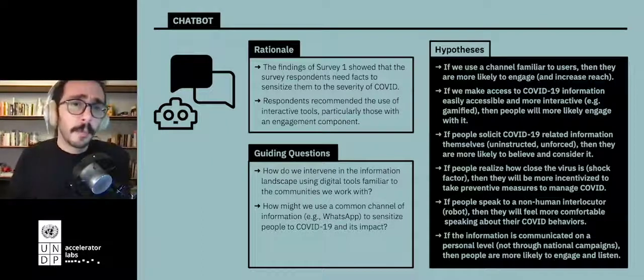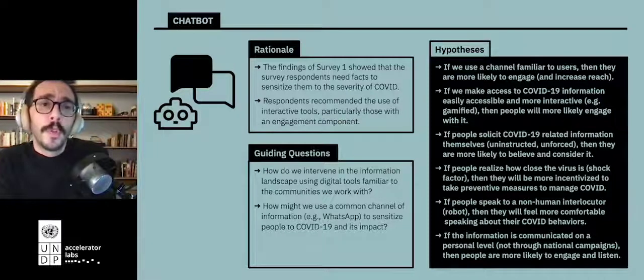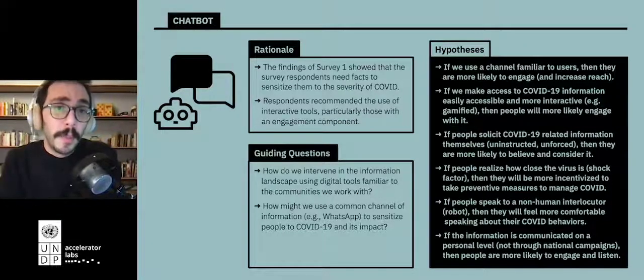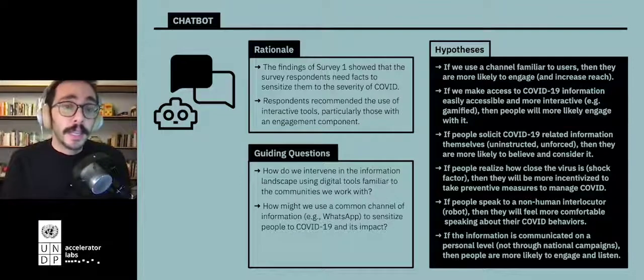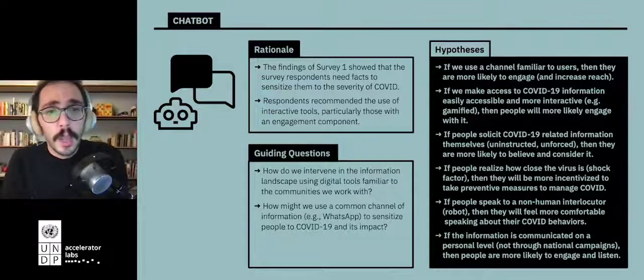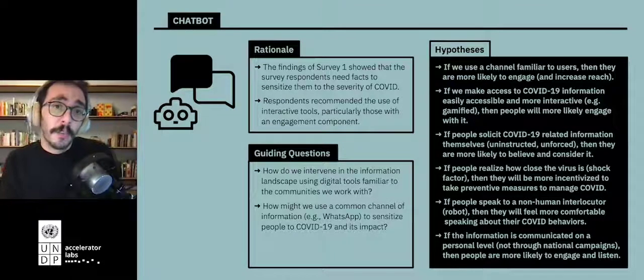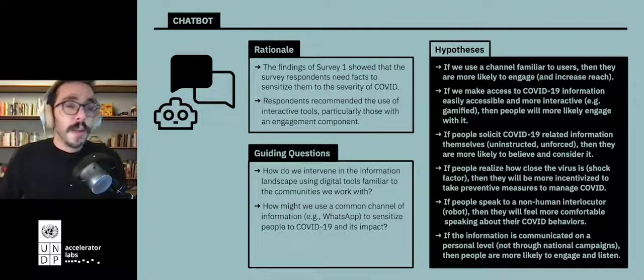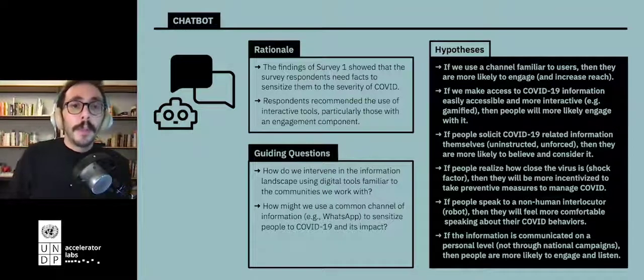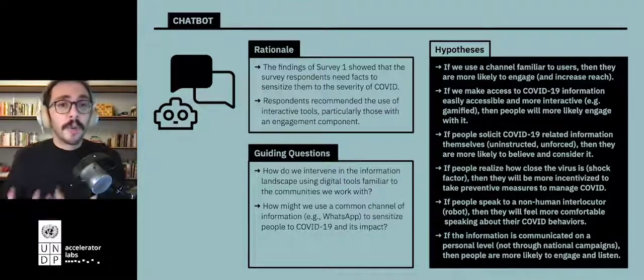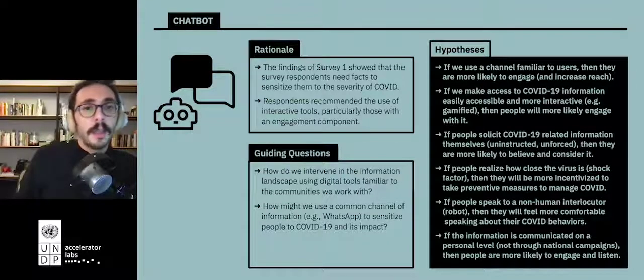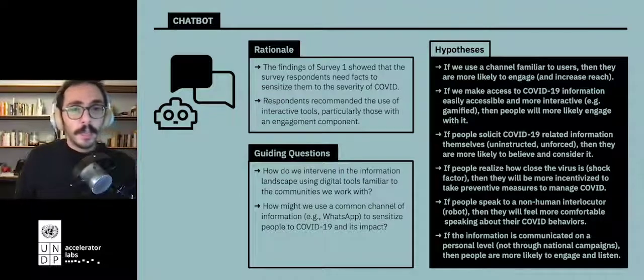The hypotheses that we were trying to test here were that if we use a channel familiar to users, then they are more likely to engage, and this will increase our reach. If we make access to COVID-19 information easily accessible and more interactive, using a gamified approach, for example, then people will more likely engage with it. If people solicit COVID-19 related information themselves, as opposed to instructed or forced information, then they are more likely to believe and consider it.